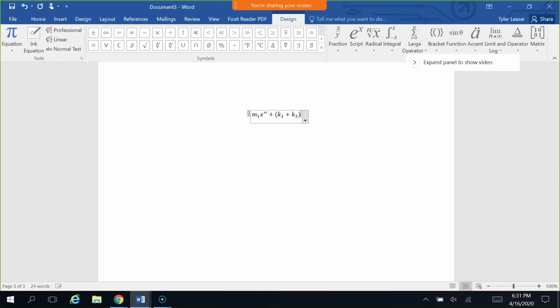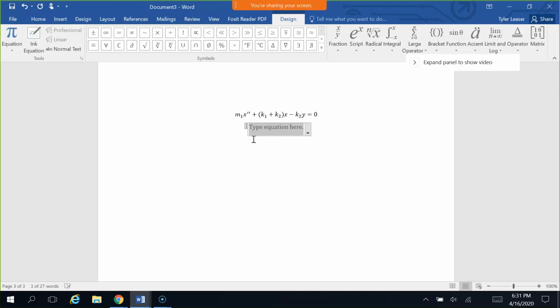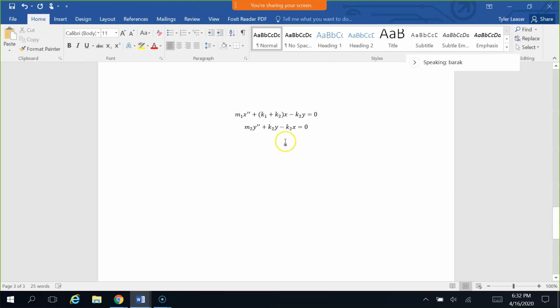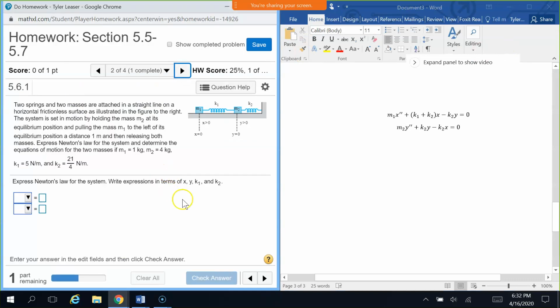So let me just write it all out. Okay, so these are the system differential equations here. Let me see if I can get that to the side and then the homework problem. There we go.